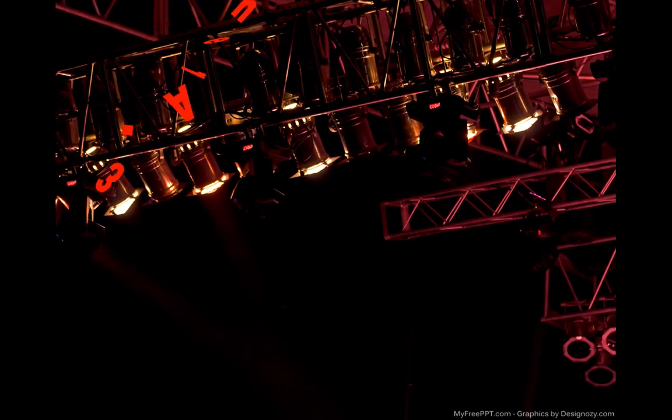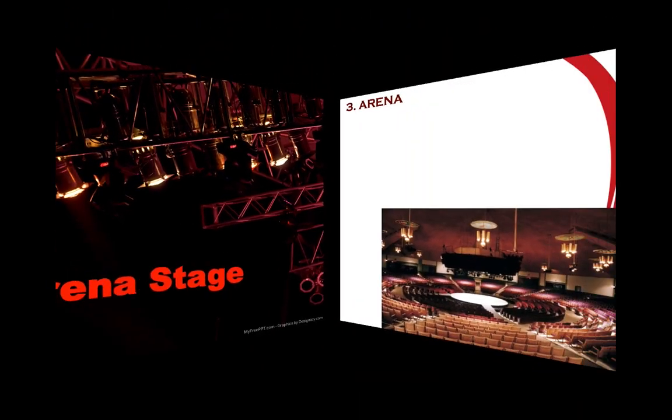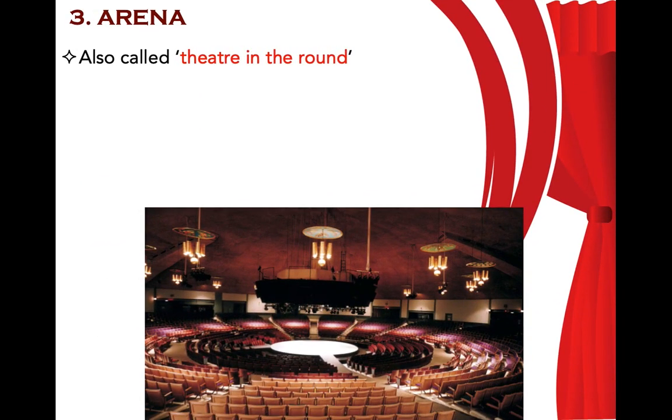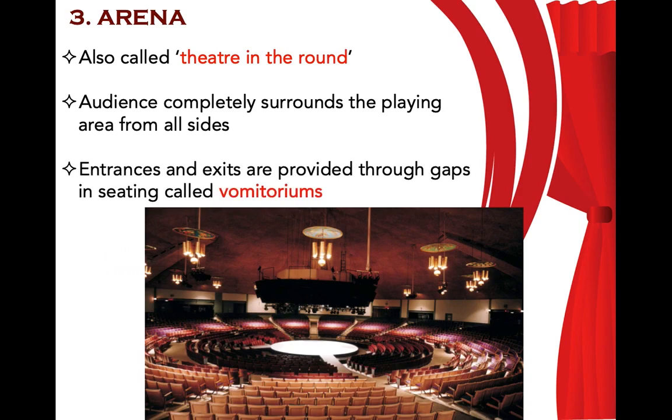Our next type of stage is the arena, which we should be familiar with. This is also called theater in the round. Thrust is usually called 3/4 round. Arena is usually called theater in the round because the audience literally surrounds the stage on all sides. And because you don't have a backstage, the only entrances and exits are through gaps in the seating called vomitoriums.